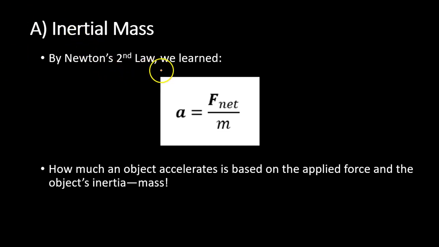By Newton's second law, we know this. This is our classic F equals ma. The acceleration of an object is based on the net force acting on it divided by some property of that object, some property of this matter. How much this object accelerates is based on this inertia, this tendency that we've labeled as mass. This right here is inertial mass.